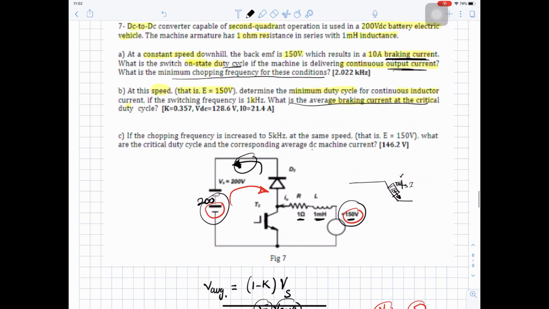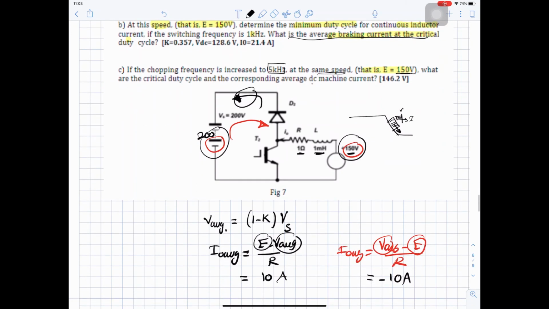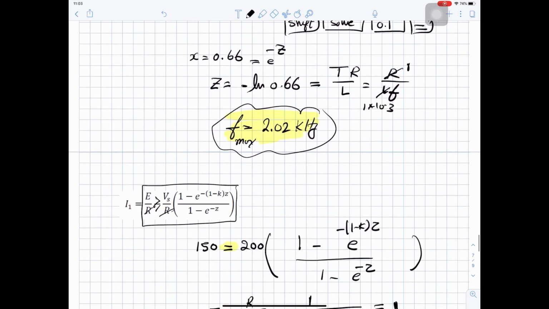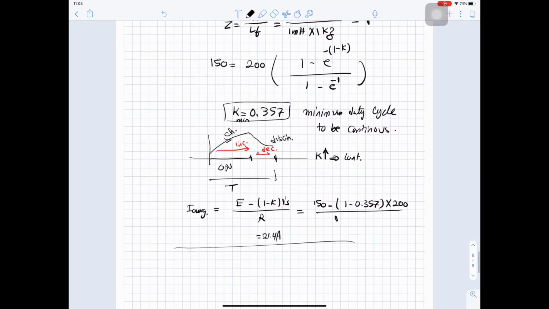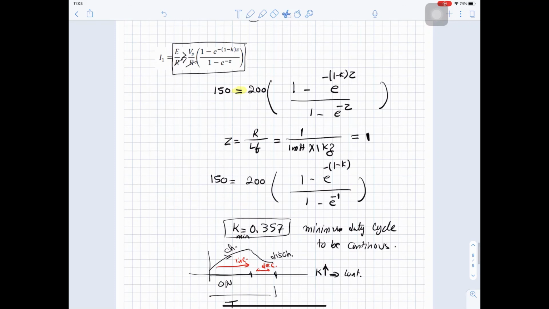The next part here is if the frequency is 5 kHz at the same speed. In the exam I don't have to say that E is 150. Same speed means same E. What are the critical duty cycle and the corresponding DC current? So he just changes the frequency to 5 kHz. So we will go to the same equation, just repeating this equation with a different frequency.